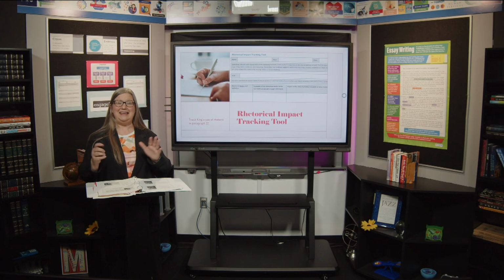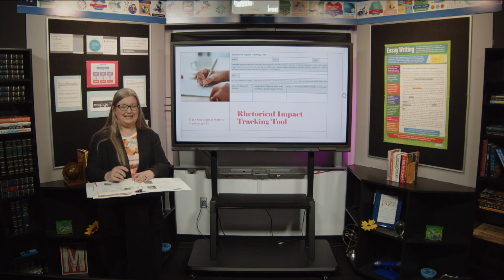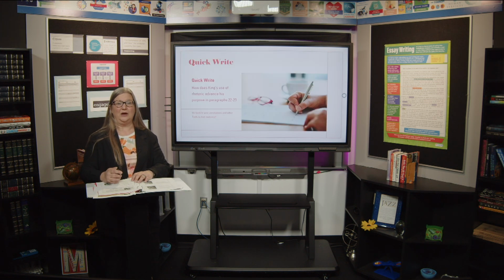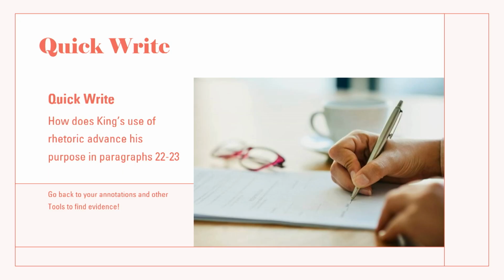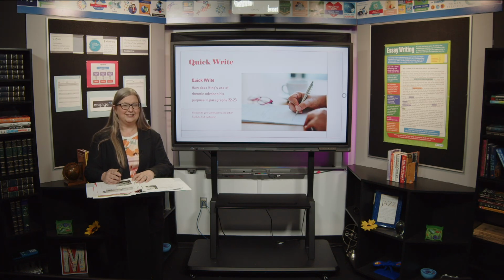Great job. All right, now it is time to work independently, and we are going to do a quick write. So get your notebook paper out and answer the question: How does King's use of rhetoric advance his purpose in paragraphs 22 and 23? Use any of your notes, any of your tools that you have put together in order to write an effective paragraph. Fantastic job. I can't wait to read what you guys have put together.